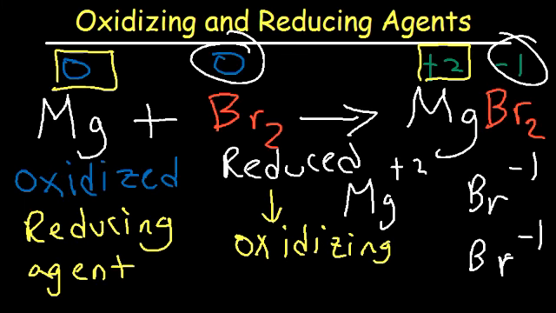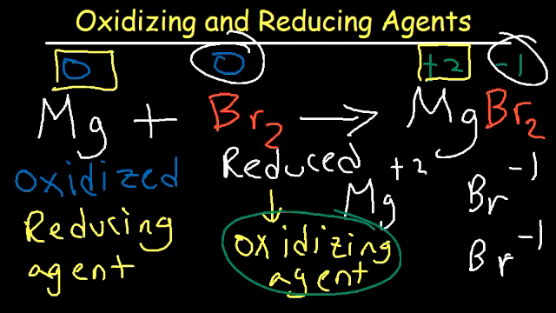Now, you might be wondering, why is that the case? The reducing agent is the substance that causes the other element to be reduced. So magnesium is considered the reducing agent because it causes bromine to be reduced. On the other hand, bromine is the oxidizing agent because it causes the other substance, magnesium, to be oxidized. So make sure you reverse it. As long as you reverse it, you're going to get the right answer. So now, let's try another example.